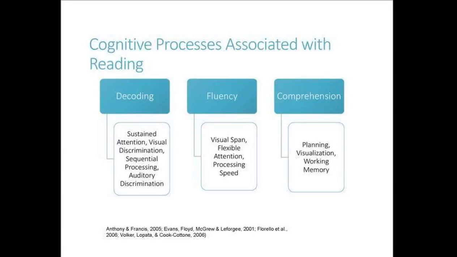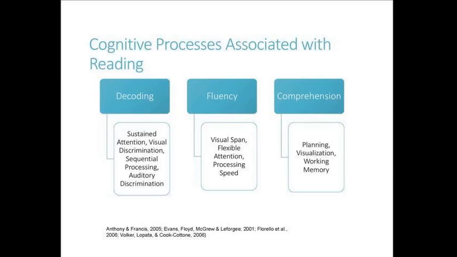Visual discrimination, quickly determining the difference between a B and a P or an M and an N. Sequential processing, a little bit more in a minute. And how much information we can take in at a glance, our flexible attention and processing speed. And then when it comes to comprehension, here is attention, because it's sort of a summary for a whole bunch of things that are going on, but really without working memory, without visualization, some of those kinds of skills.